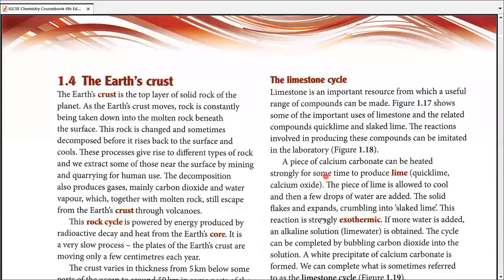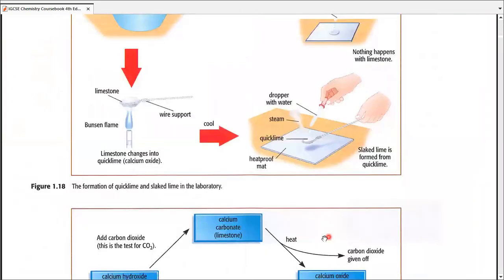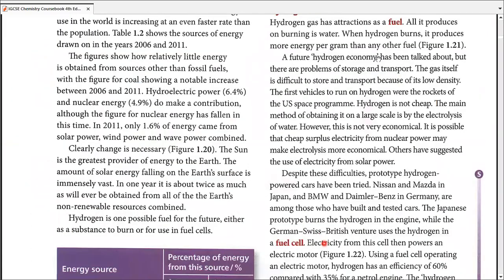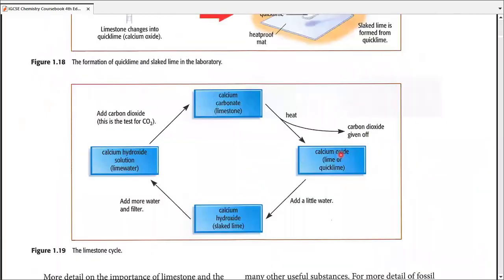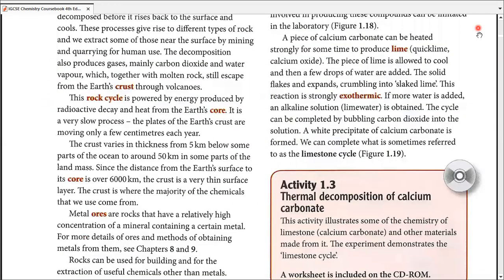So this is water's portion. We're only left with Earth's crust, a little bit of it, and hydrogen as a fuel. Why don't we keep it for the next sitting? And in the next sitting, we'll finish up the chapter.